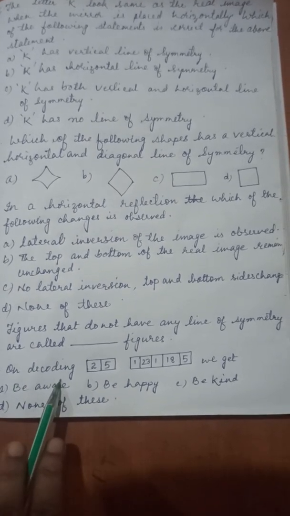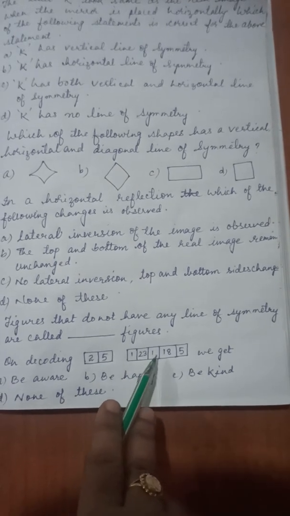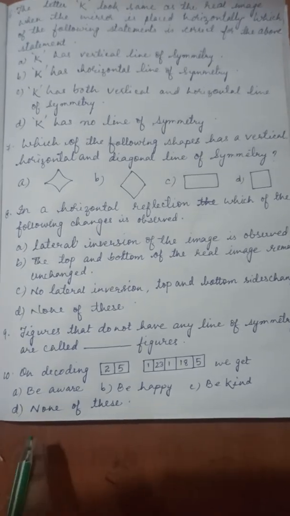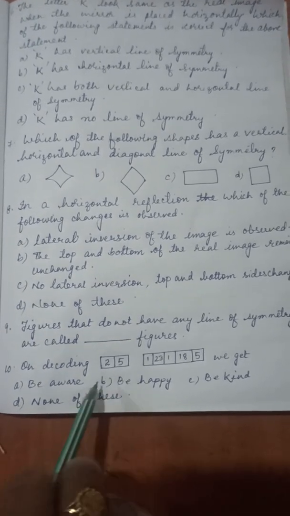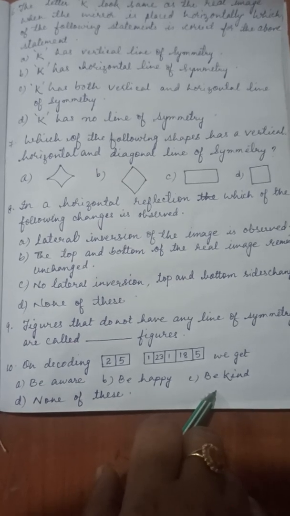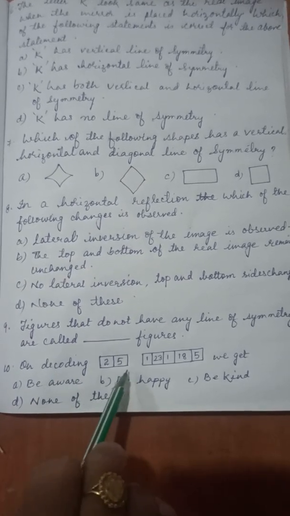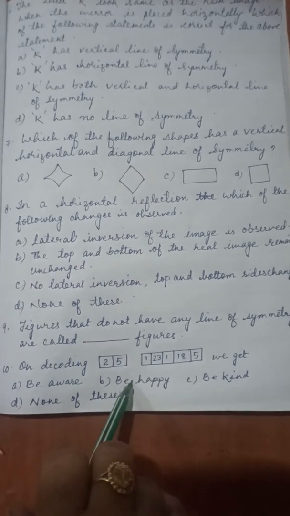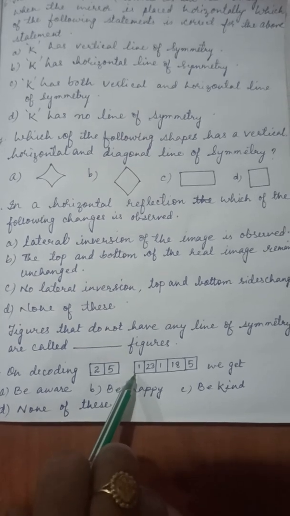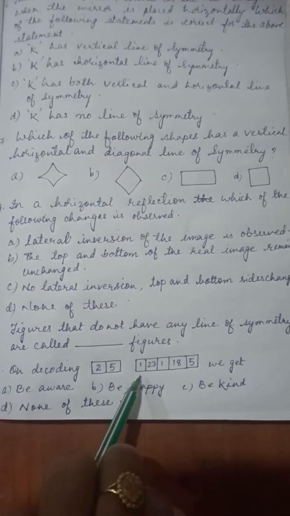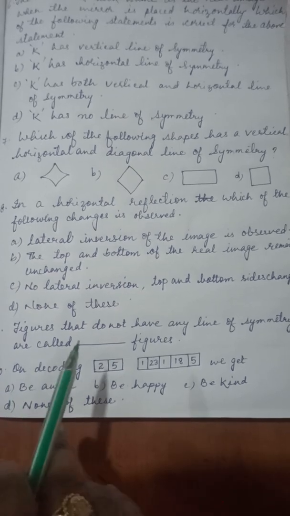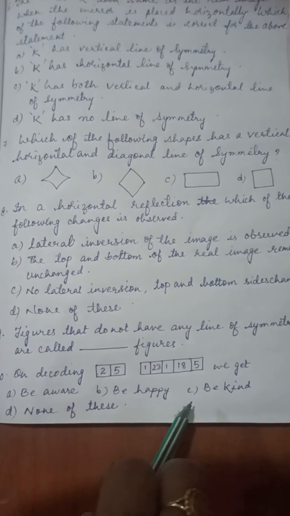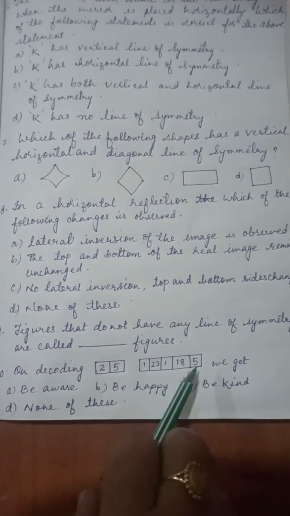Then, on decoding 2, 5, 1, 23, 1, 18 and 5, we get which of the following words? So here you see, as the coding and the alphabets are given in the option, the decode of the given code is given in terms of alphabets, then you have to consider the first alphabet as 1, second alphabet as 2, third alphabet as 3, and so on, the 26th alphabet, that is Z, as 26, and try to decode the given code.